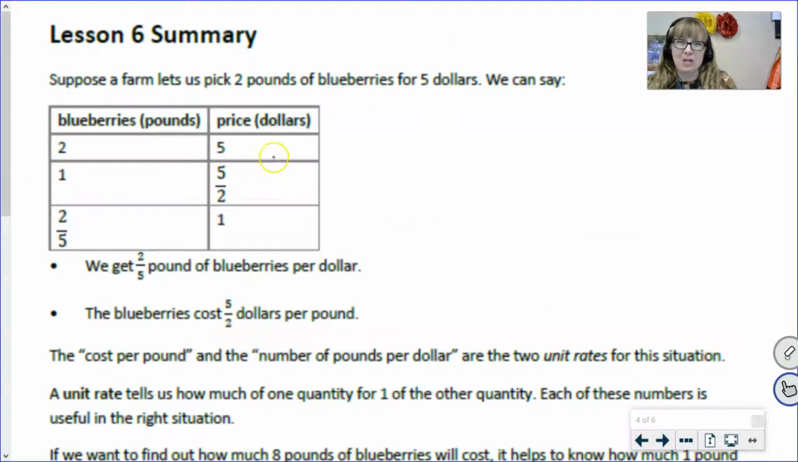This time in our summary, we're going to show our work a little bit differently because the summary page has provided tables for us and there's that extra space. The work is still the same, just how we show the work is a little bit different. Suppose a farm lets us pick 2 pounds of blueberries for $5.